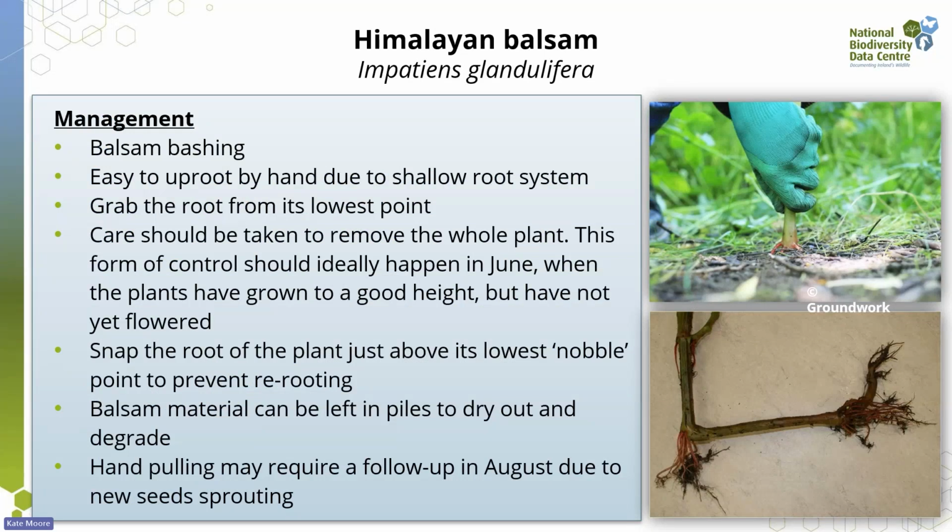Balsam bashing is the best way to tackle Himalayan balsam. It is easy to uproot by hand as it has a very shallow root. You can simply grab the root from its lowest point, but you must be careful that you remove the whole plant. It's better to wait until June when the plant is at a good height but has not yet flowered. Once you pull the plant, you can then snap the root, and then you just pile up the material to the side and leave it to degrade. You may have to repeat balsam bashing in August if you have new growth.